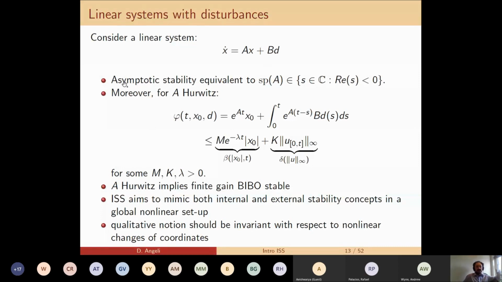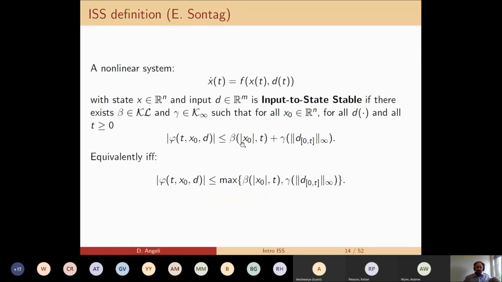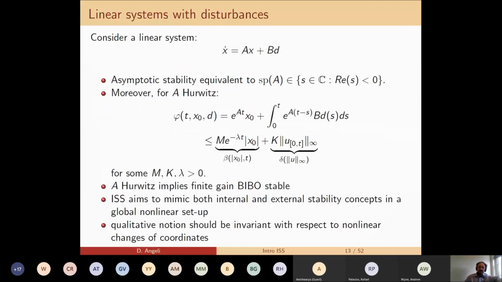Essentially for linear systems, we know that asymptotic stability, the most commonly used notion of stability for these systems, is the fact that the spectrum of the matrix A is all contained in the open left half plane in complex space. When you have this property, you can upper bound the solution. Sorry, here there is perhaps a typo. What I really mean is that the norm of the solution should be less or equal than some exponentially decaying term, M times e to the minus lambda t, times the norm of the initial condition.